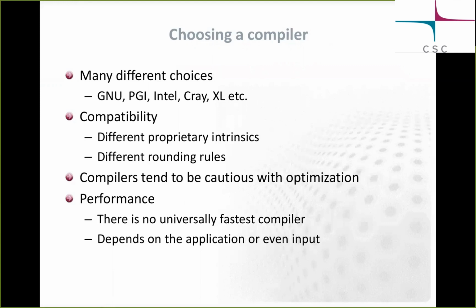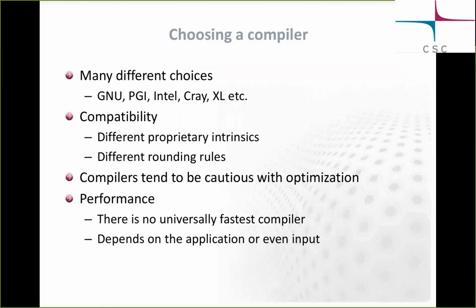you have different ways of dealing with the code. So they may be replacing some operations with their own intrinsics. They may be using different kinds of rounding rules for the floating point math and so on. And one thing to bear in mind is that some compilers are made for more general purpose than the other ones. So the default value, how much they optimize code, varies from one compiler to another.